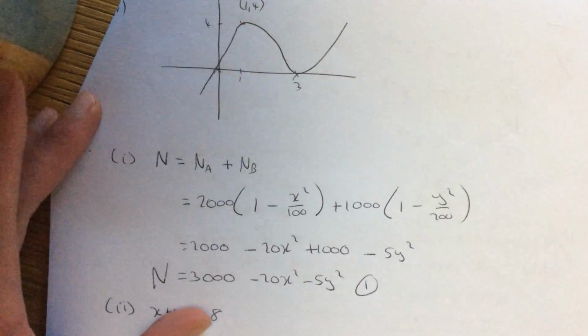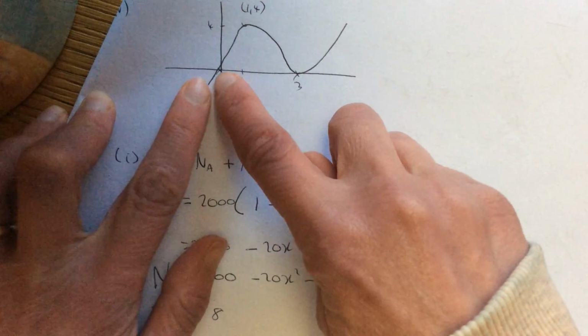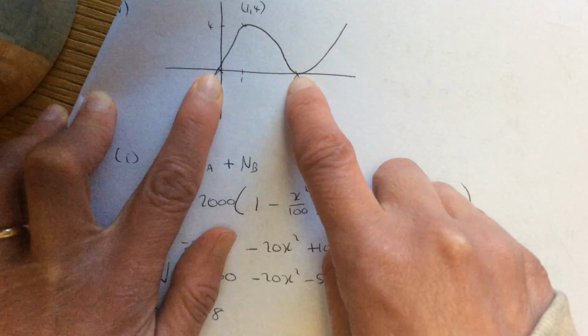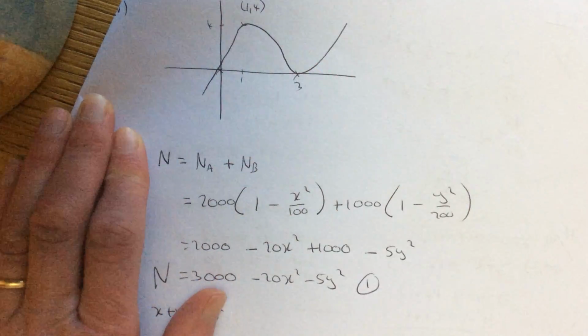And then you put all your wee bits and pieces together. So it crosses at 0, it crosses at 3. It turns at 1, 4, and it turns at 3, 0. And it's basically just join the dots.